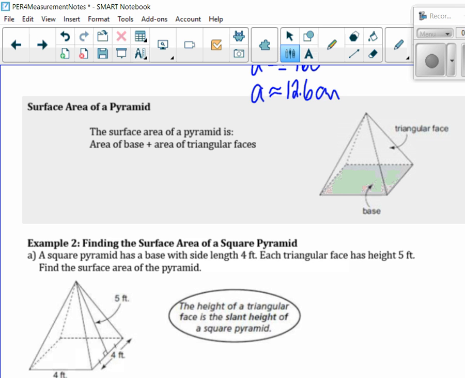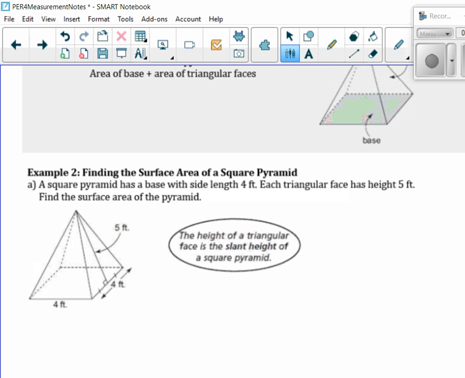All you have to know essentially for the surface area of a pyramid is it's the base area plus all the areas of all the faces. So, finding the surface area of a square pyramid. Notice they give you what's called the slant height. The slant height is not the height of the pyramid. The height of the pyramid would be from the tip all the way straight down at 90 degrees. Okay, just so you know.